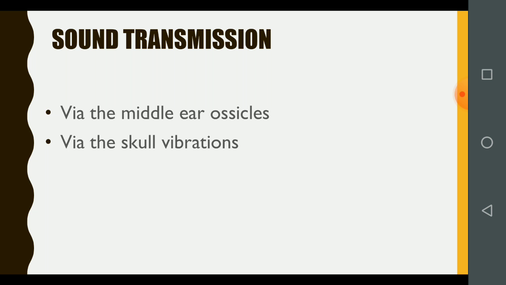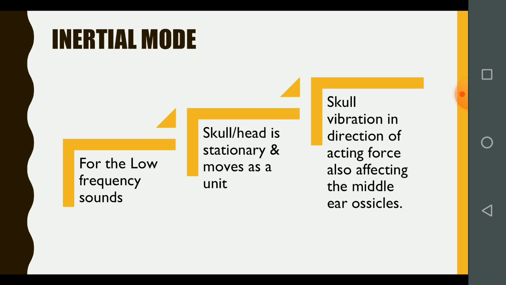And the second mode, which is via the skull vibrations, is that the skull vibrates, the temporal bone vibrates, and the vibration is directly passed to the cochlea. So, two basic modes of vibration have been explained for bone conduction hearing to happen: the inertial mode, and the second, which is the compressional mode of sound transmission.